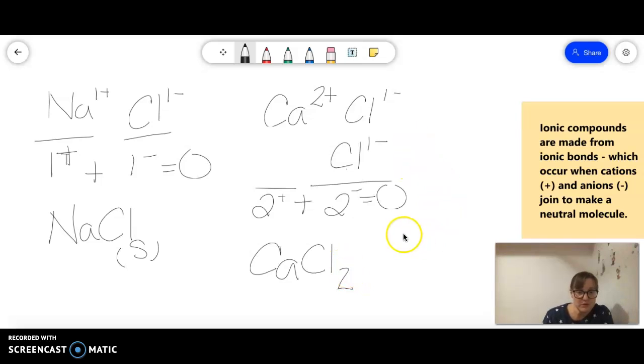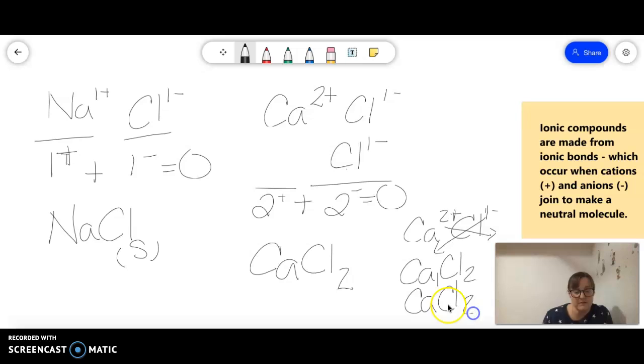So when I was showing you the crossover method before, that's just a shortcut in how this whole process works. So when you take your crossover method, you have Ca 2 plus, Cl 1 minus. Cross these down. They lose the positives and negatives. You get Ca1, Cl2. We don't write the ones in chemistry, so you're left again with CaCl2. So you're actually using that crossover method to balance these charges.